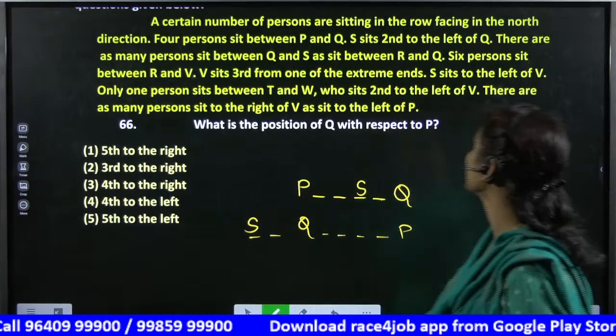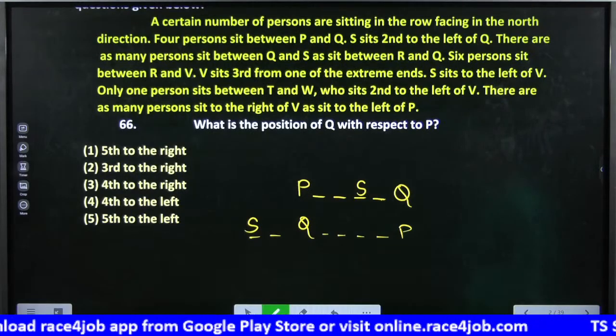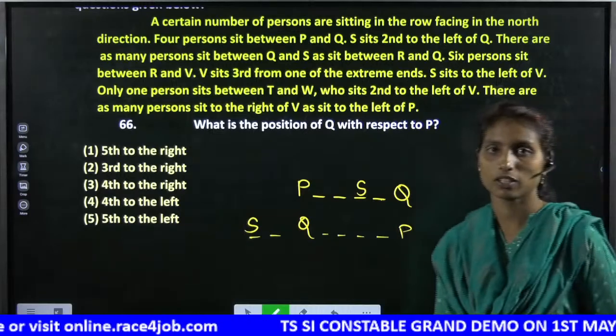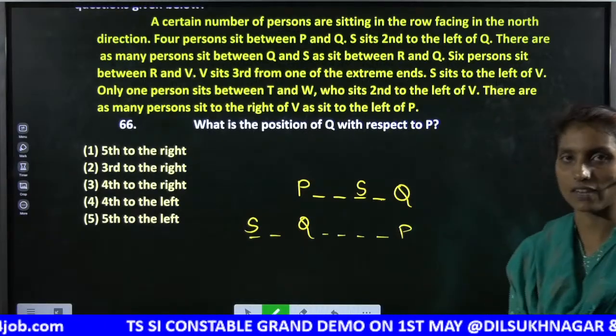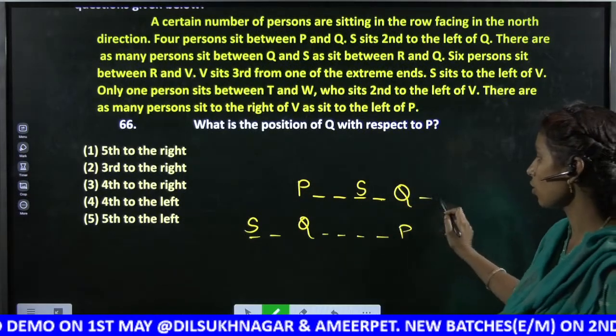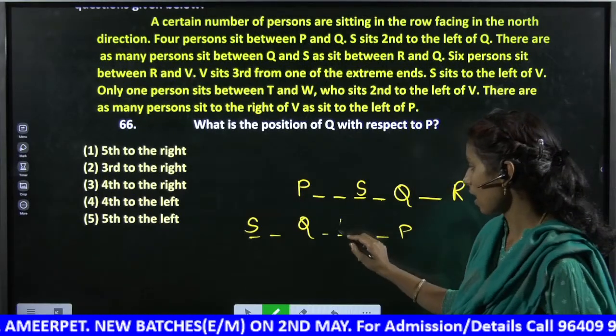Here S. There are as many persons between Q and S as sit between R and Q. However many persons are between S and Q, in the same way there must be the same number between Q and R. Between S and Q there is one person, so between Q and R there should be one person. In the same way, R will be here.